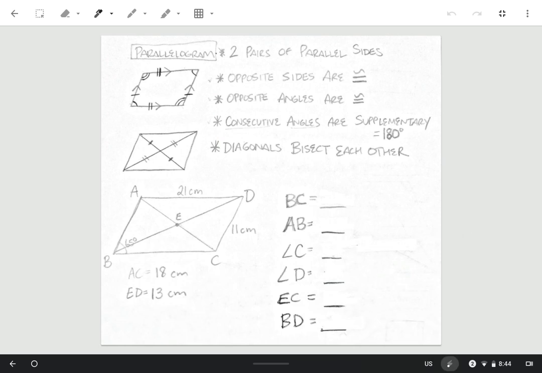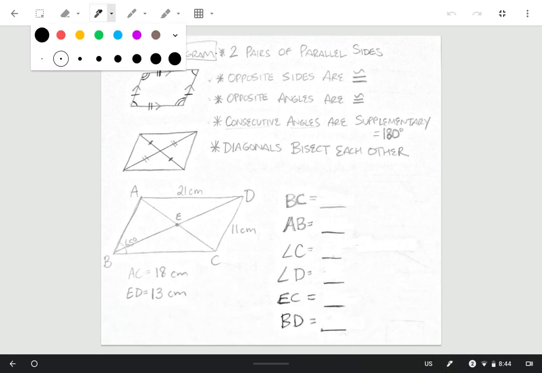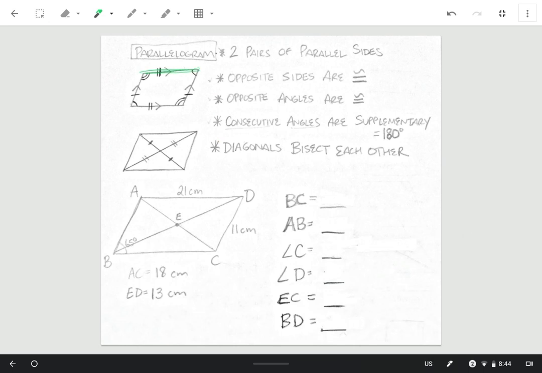So first of all, parallelograms, the very first thing is that they have 2 pairs of parallel sides. And that's kind of the defining feature of a parallelogram and where it gets its name. It has 2 pairs of parallel sides. If I'm looking at the diagram here, and we look this side here and this side here are parallel. And then this side here and this side here are parallel with each other.